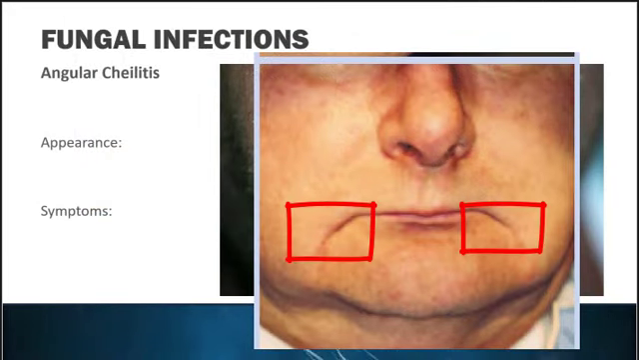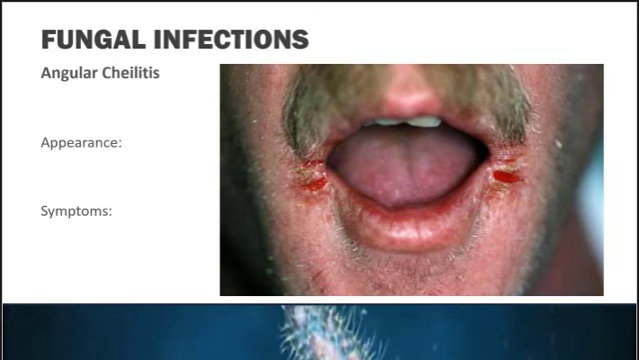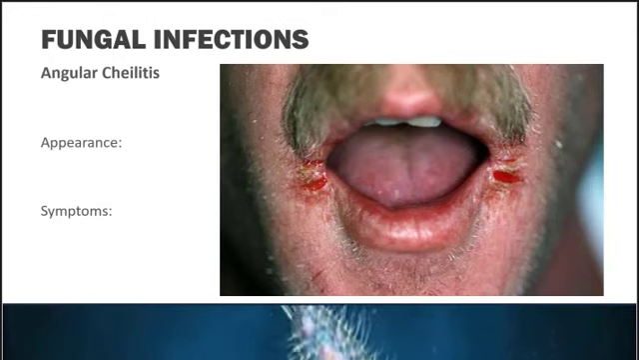Angular cheilitis, though, can also be the result of a nutritional deficiency or a combination of nutritional deficiency and candida. This condition will create a burning at the corners of the mouth, and it makes it painful for the patient to open due to the stretching of the lesions. You can see that they can become very cracked, they can bleed.